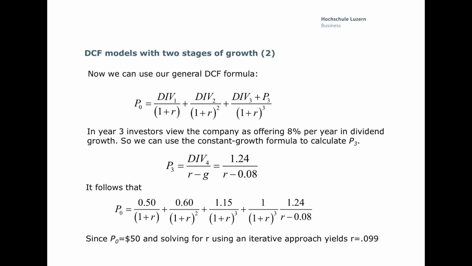Using the dividend payments for year 1 to 3, which are 50 cents, 60 cents, and $1.15, and today's stock price of $50, we can solve the DCF formula for the cost of capital R using an iterative approach. This is usually done using a computer. Doing so implies the cost of capital is estimated to be 9.9%.